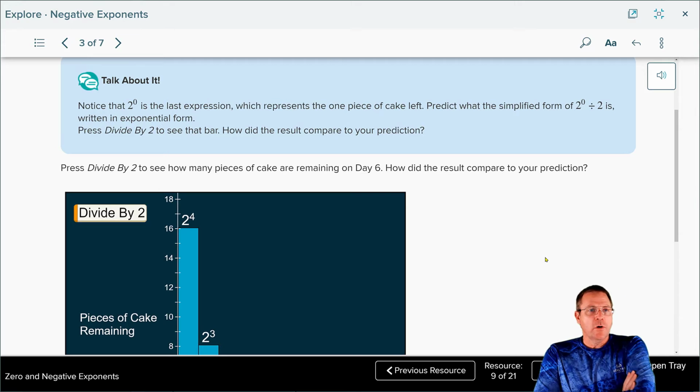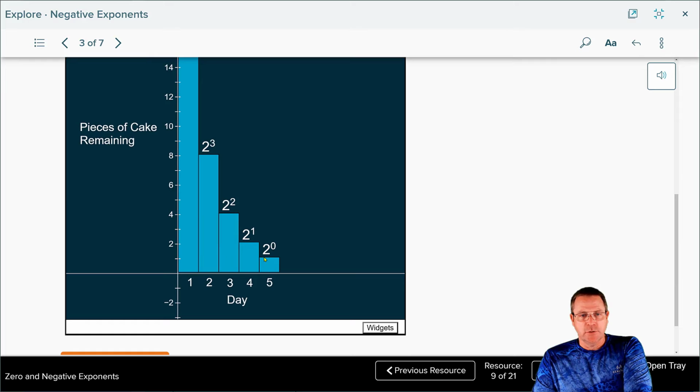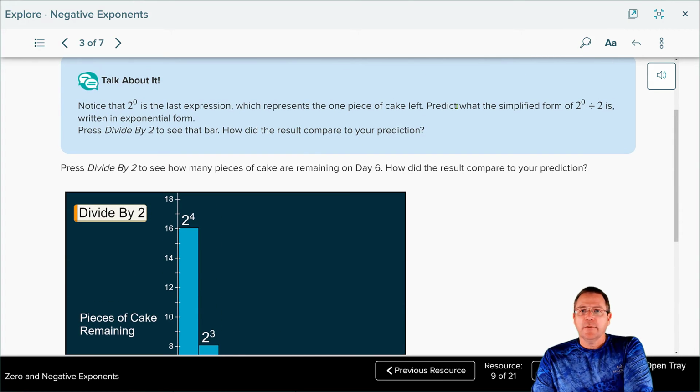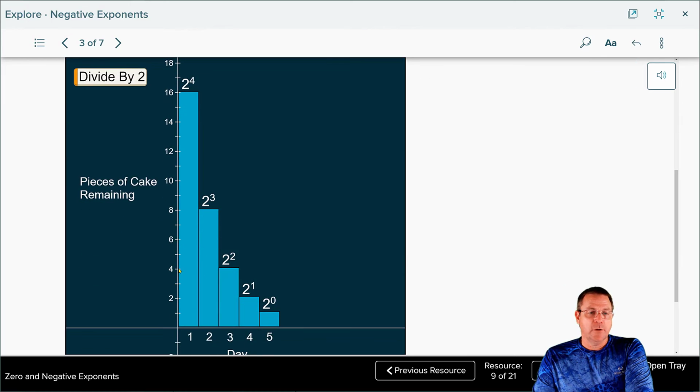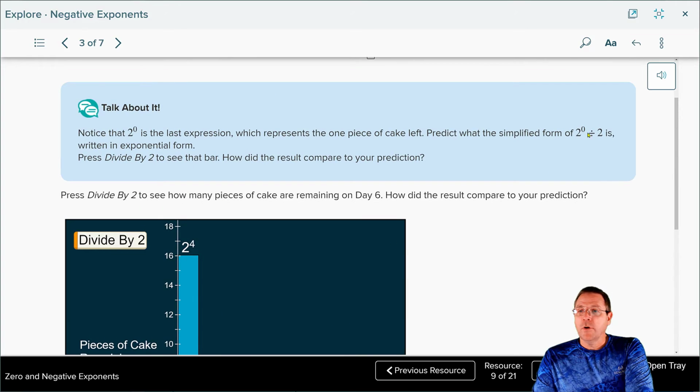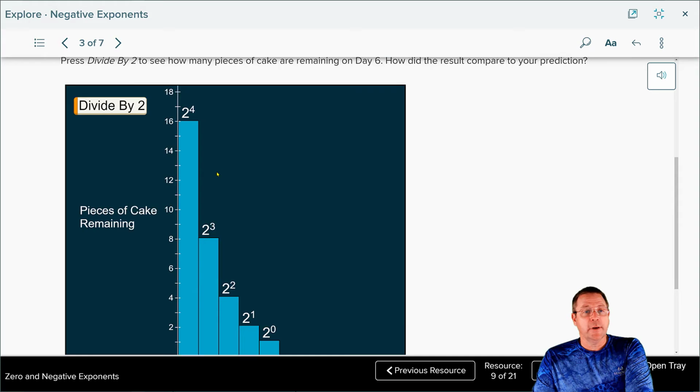Now we have a cool talk about it here. It says, notice that 2 to the 0th is going to be your last expression that you see right here, and that is equal to 1, piece of cake. And it says, well, predict what would happen if we took 2 to the 0th and divided by 2, because each one of these we divided the exponent by 2, which was 16 divided by 2 ended up giving us 8. 8 divided by 2 gave us 4. 4 divided by 2 gave us 2, and 2 divided by 2 gave us 1.